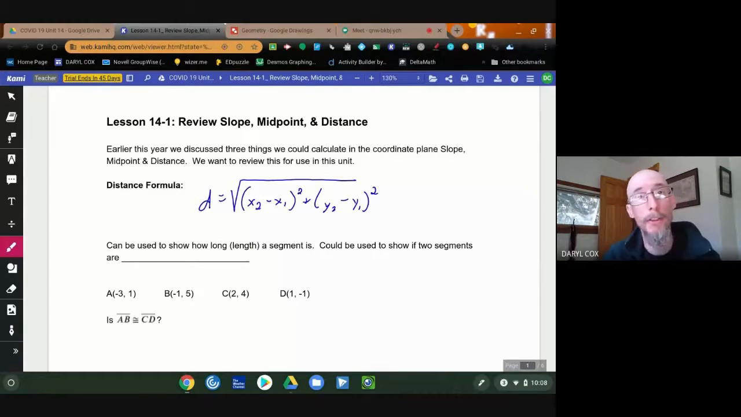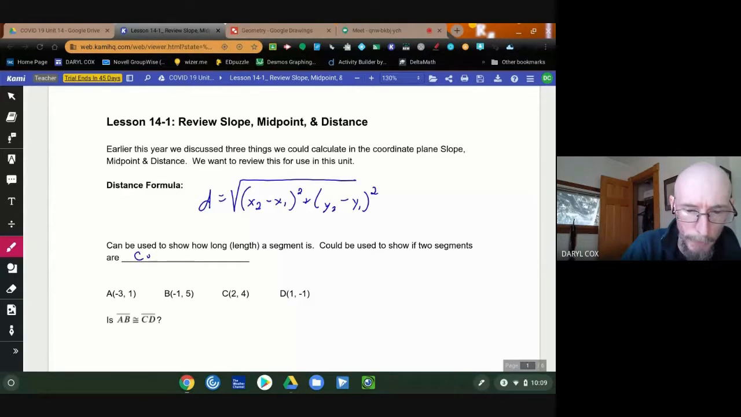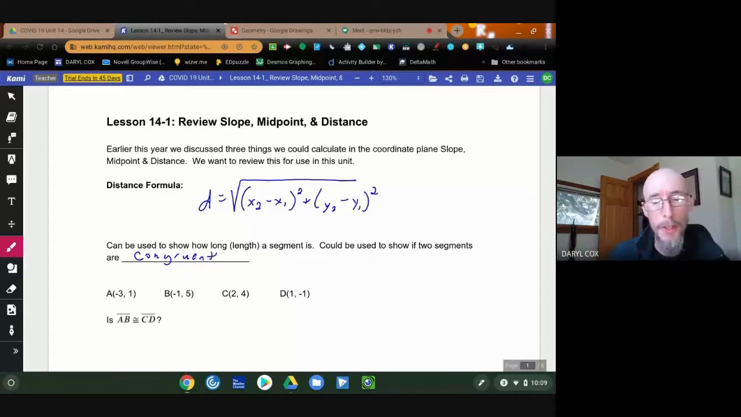Well, distance, that makes sense. It tells us how long segments are, okay? The length of a segment. So we could actually use our distance formula to tell if two segments have the same length. And we call those segments what? Congruent. Good. So two segments that have the same length are congruent. And we can use our distance formula to show whether two segments are congruent or not.